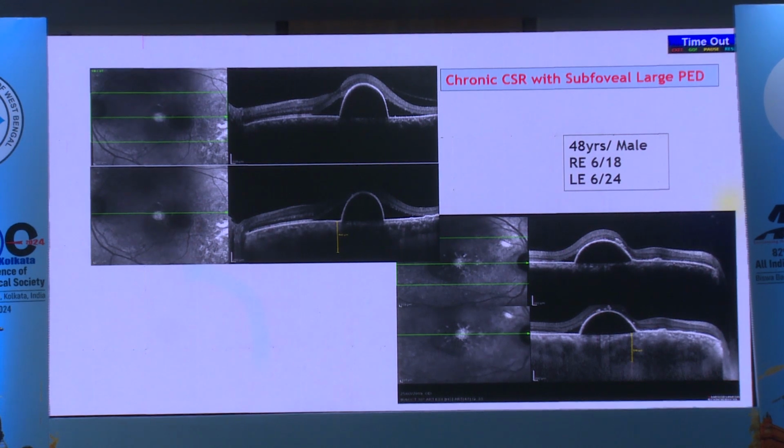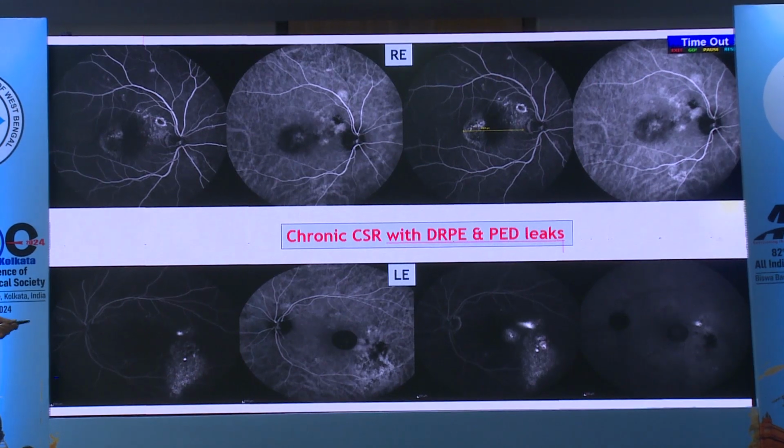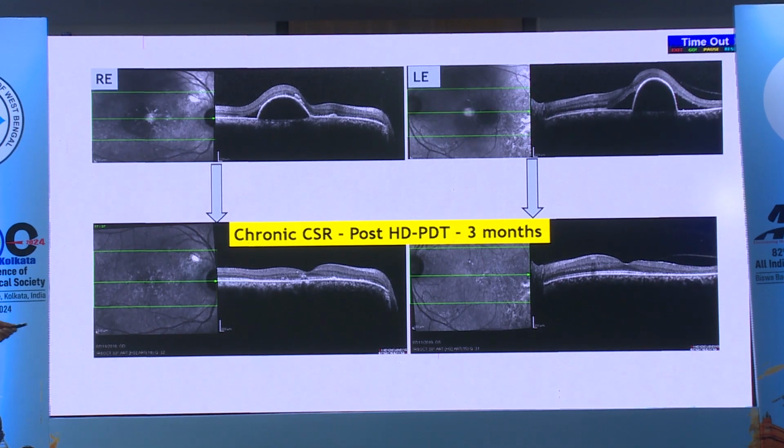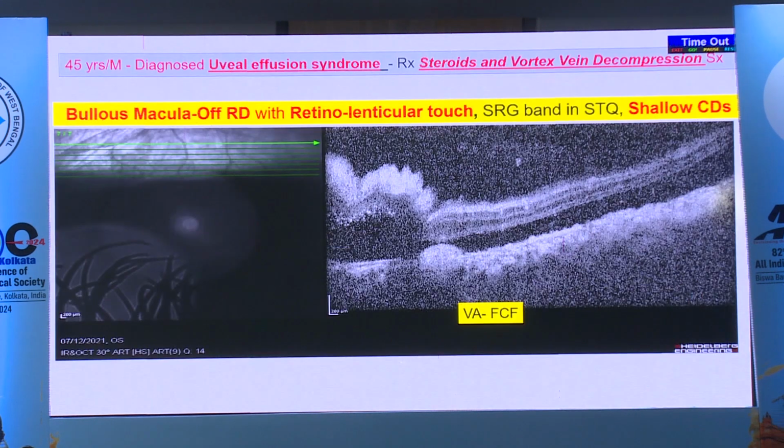For example, this case with a large subfoveal PED and subretinal fluid in both eyes of this patient. Angio shows diffuse RPE epitheliopathy with leaking pigment epithelial detachments, and this is a chronic case. After the treatment, not only does the fluid disappear, but the subfoveal PED has also resolved in 3 months' time. So this is the gold standard for chronic CSR. Now another variant is bullous CSC.